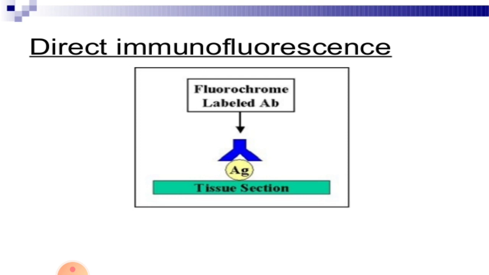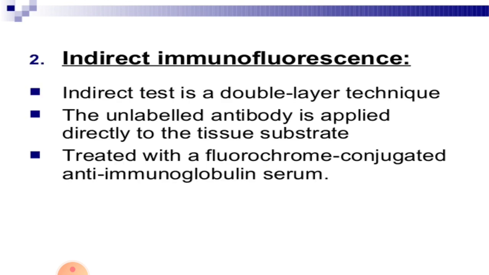Direct immunofluorescence: this is how the technique goes. The tissue section containing the antigen is placed, and to this the fluorescent labeled antibody is bound. Indirect immunofluorescence. The indirect test is a double layer technique. The unlabeled antibody is applied directly to the tissue substrate, which is then treated with a fluorochrome-conjugated anti-immunoglobulin serum.